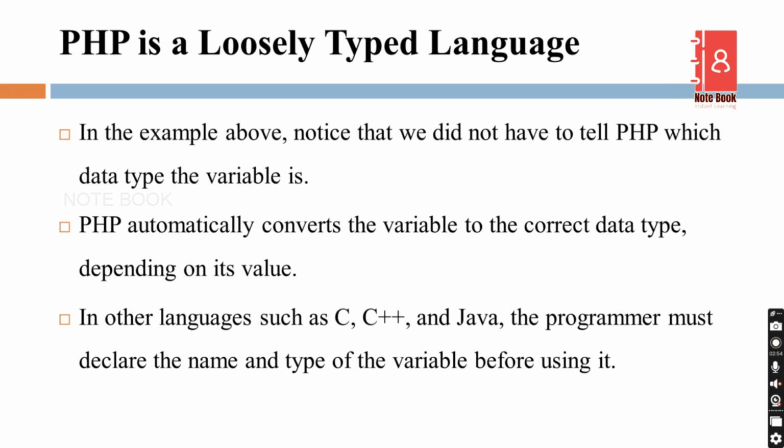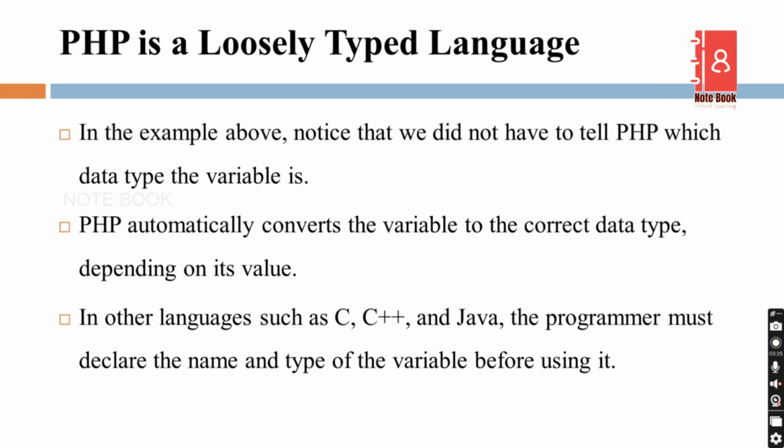And PHP is a loosely typed language, they are saying. Why is it called a loosely typed language? In the above example, we noticed that we did not have to tell PHP which data type the variable is. We don't need to specify the data type. Instead, we can directly give the value and it will convert into the appropriate data type. It will automatically convert the variable to the correct data type depending on the value we assigned.